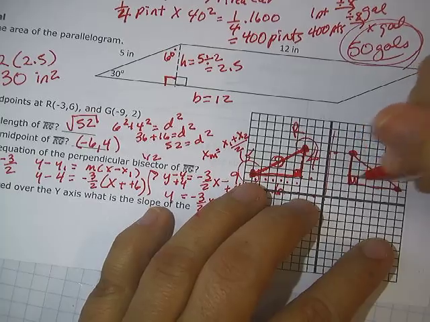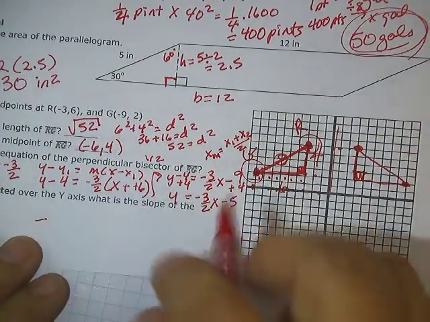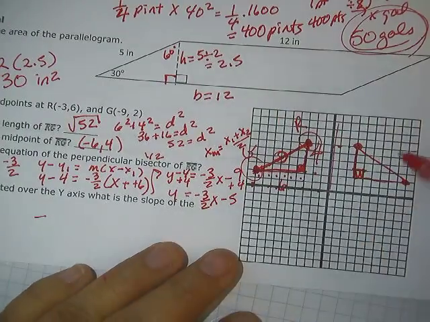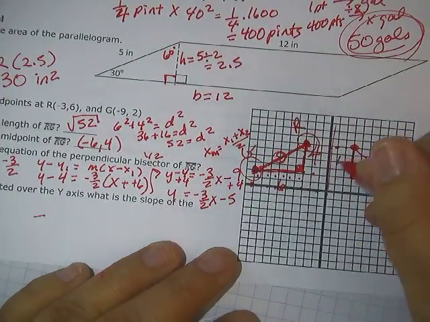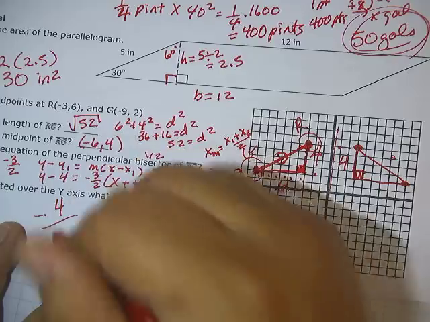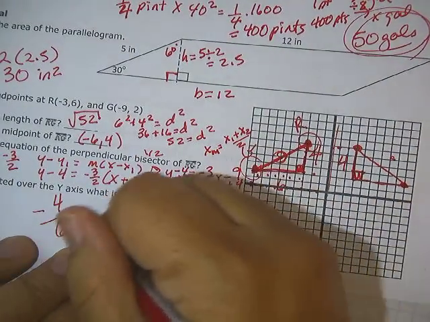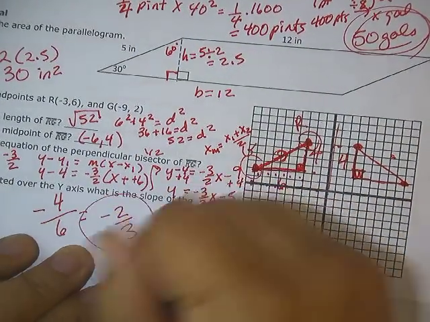Okay? If I connect the dots and I make my right triangle, what is the slope of this line? First of all, I can see the slope is negative. They could have given me a little more room for that problem. Slope's negative. I went down 4, that's why it's negative, and over 6. So my slope is negative 2/3.